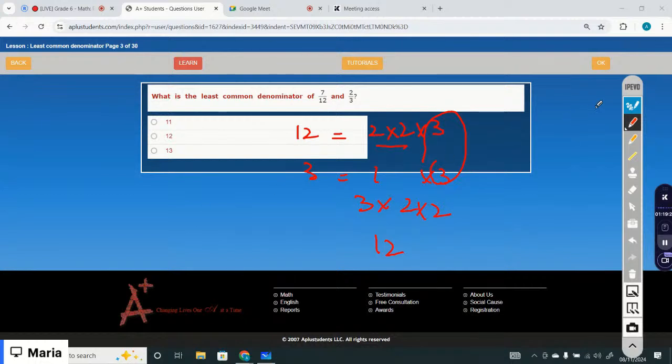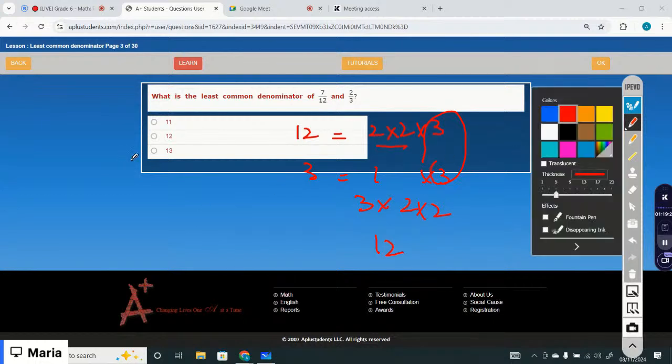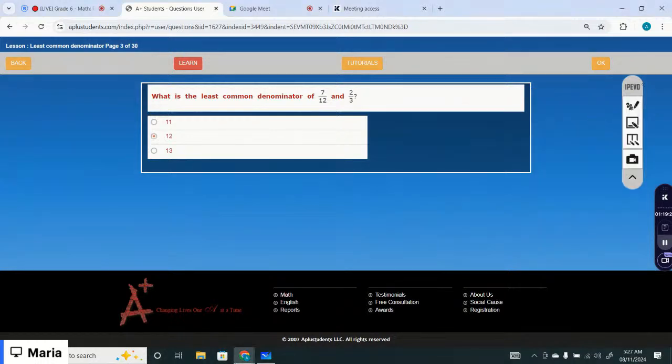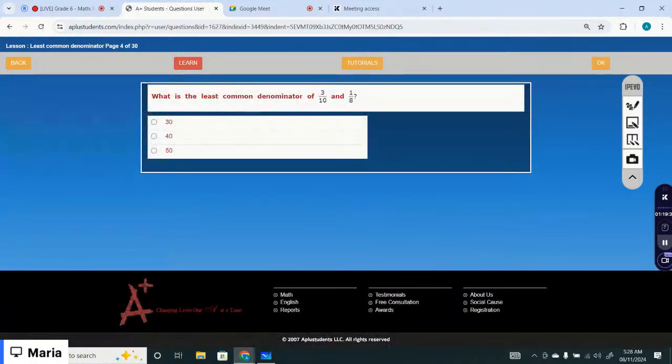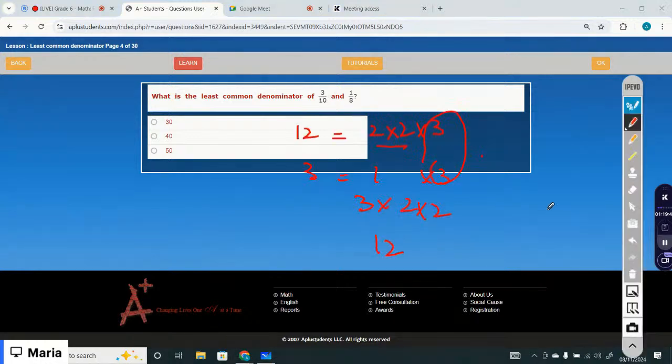That is 12. The correct option is option number 2. 12 it is. What is the least common denominator of 3 by 10 and 1 by 8? So you need to write down the prime factors of 10 and 8.